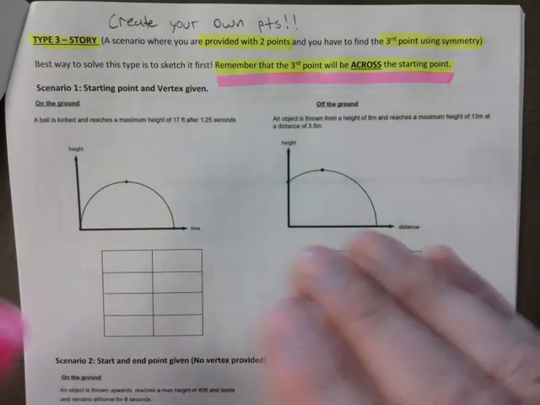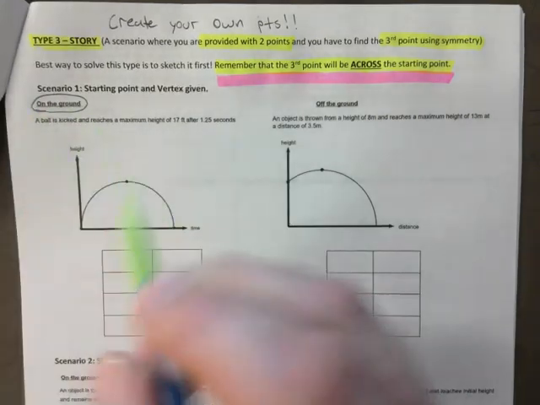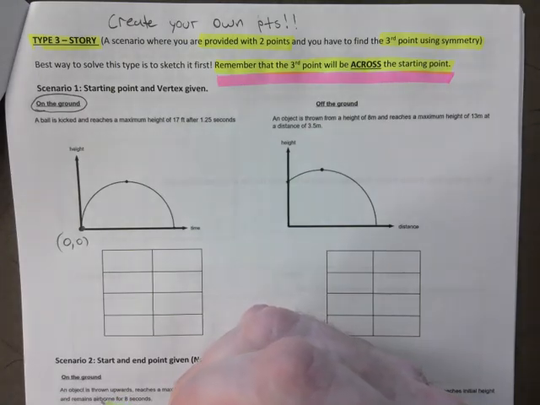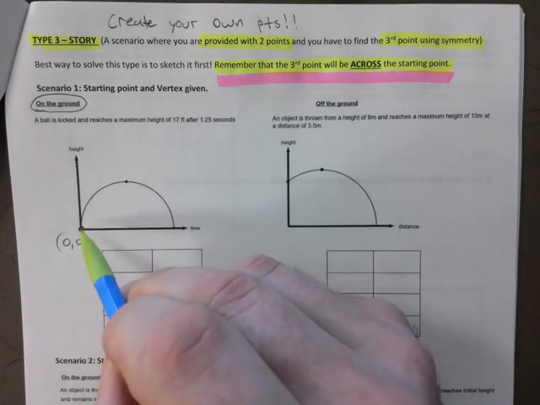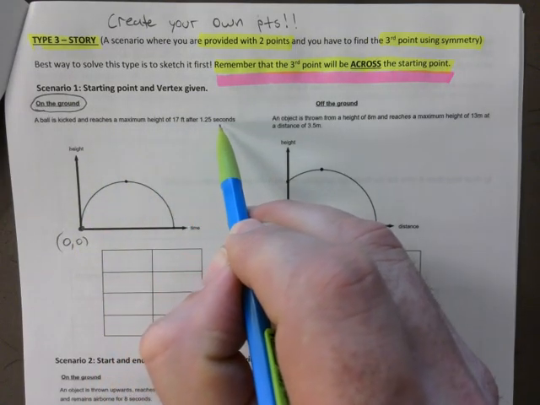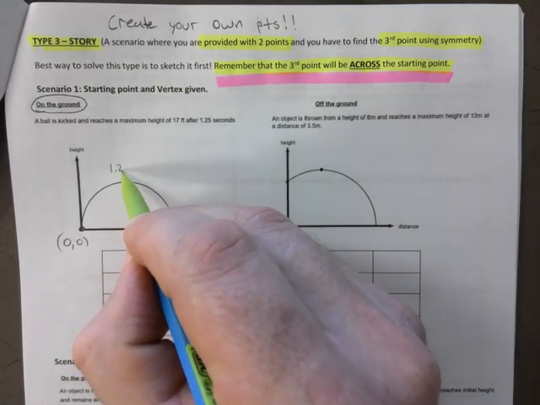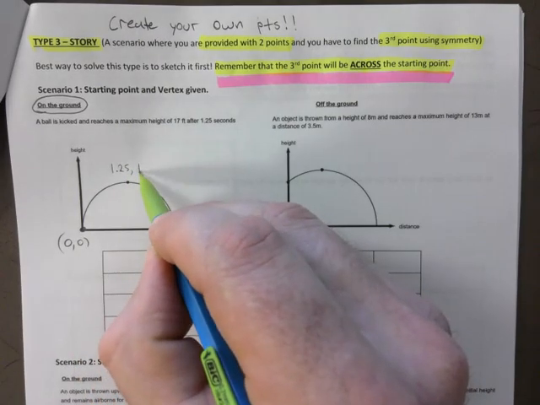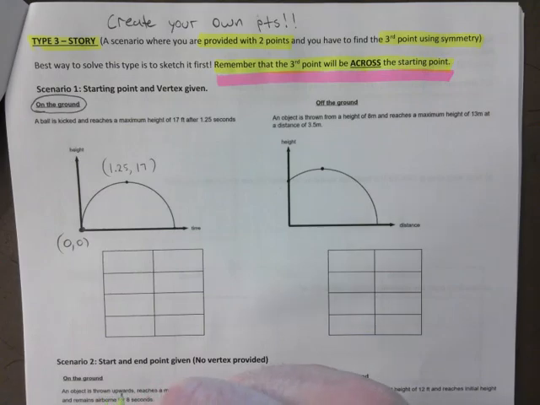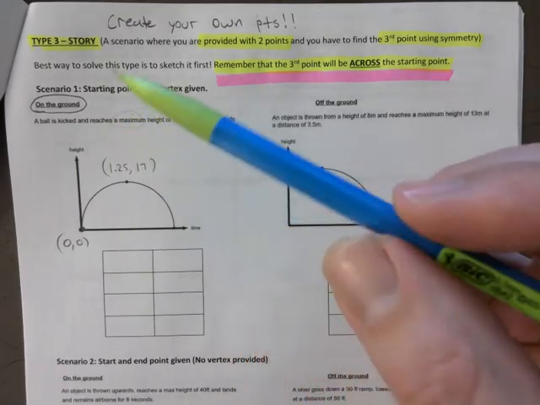Regardless of where you're at, you could be starting on the ground, so this point right here is 0, 0. Imagine that the ball is kicked from the ground and reaches a maximum height of 17 feet after 1.25 seconds. So this point here, they're basically talking about the vertex. How do you know it's the vertex? It's the maximum height, right?